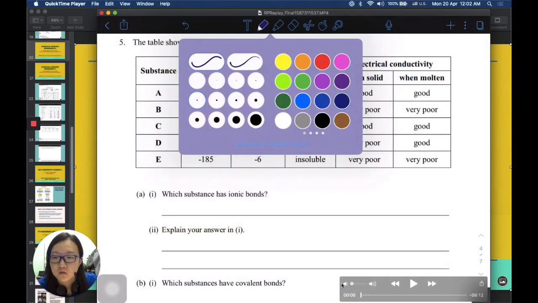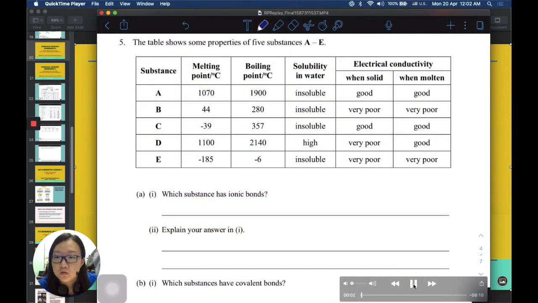Okay, let's talk about question 5. Here you have a table which shows you some properties of 5 substances, A, B, C, and D. Question A part 1, which substance has ionic bonds? If you look at ionic bonds, obviously only ionic compounds can have ionic bonds.